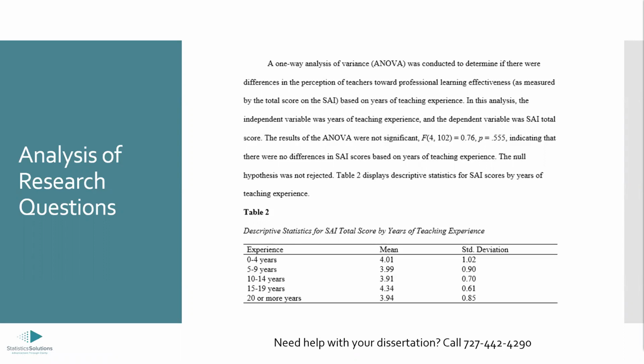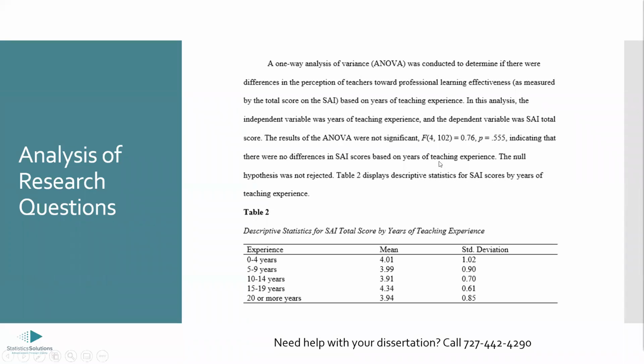Now here's an example of how you might write up the results for an analysis of variance or an ANOVA. Again, we say what analysis we're conducting, and we identify our independent and dependent variables for the analysis. We present the statistics for our ANOVA. In this case, for an ANOVA, you also want to report your test statistic, which in this case is the F, as well as the degrees of freedom.